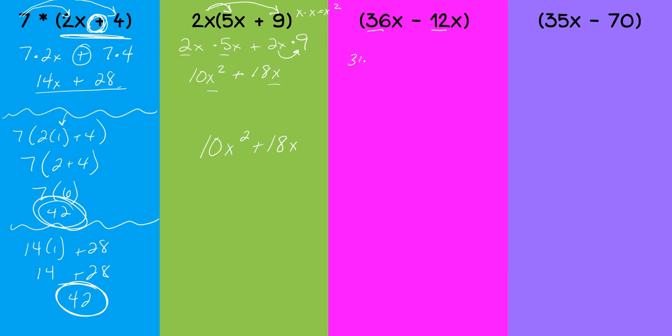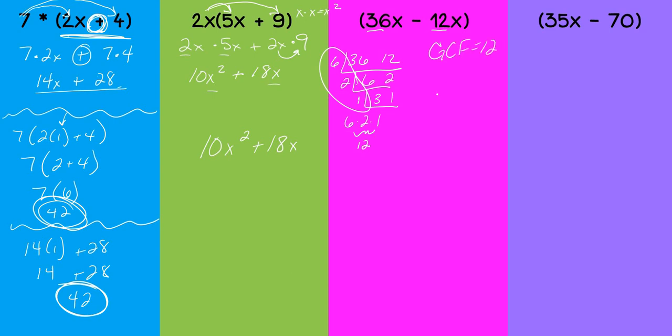If I'm not sure, I can take 36 and 12 and put them in my ladder, and both of them are divisible by 6. 36 divided by 6 is 6. 12 divided by 6 is 2. Both of them are divisible by 2. 6 divided by 2 is 3. 2 divided by 2 is 1. Their common factor is 1. So I'm going to multiply these three numbers, and I'm going to get 12. So the GCF of those two things is 12.